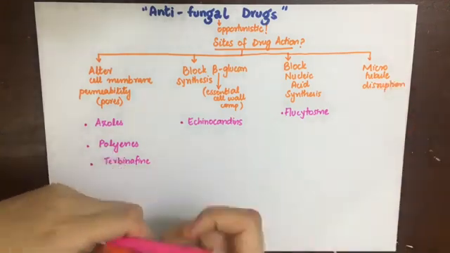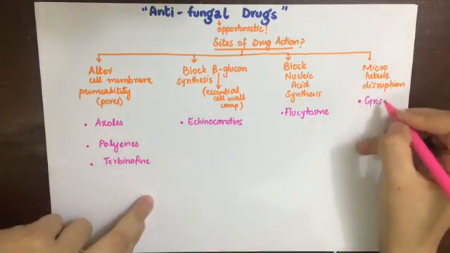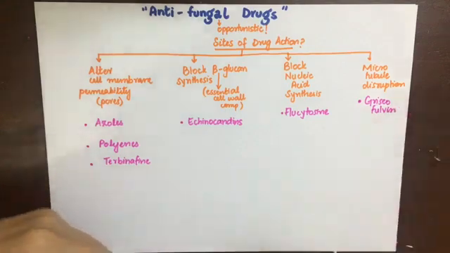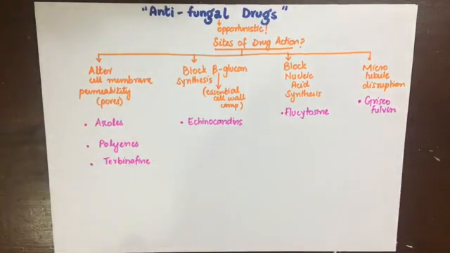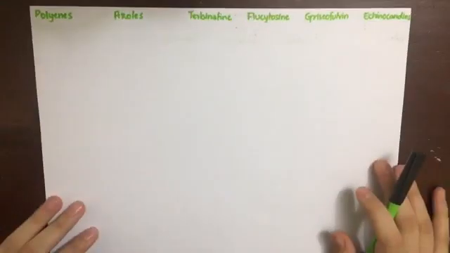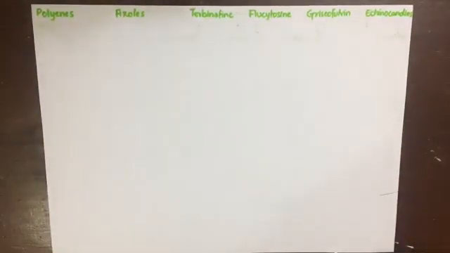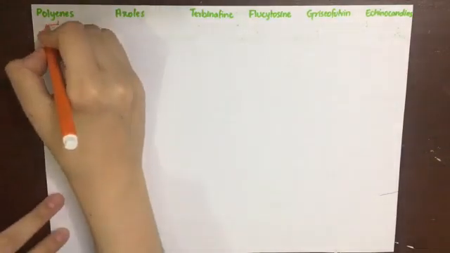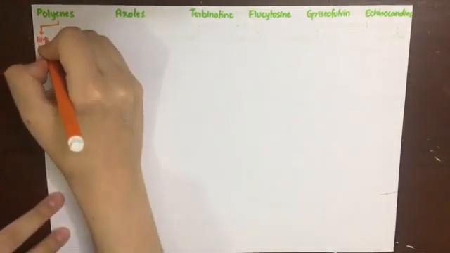And lastly, we can disrupt microtubular functions with griseofulvin and thus inhibit fungal mitosis, acting as a fungistatic drug. Now we'll discuss each of them in detail, and I have to warn you that this will get a little messy, but please bear with it.